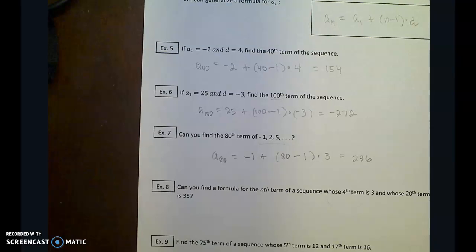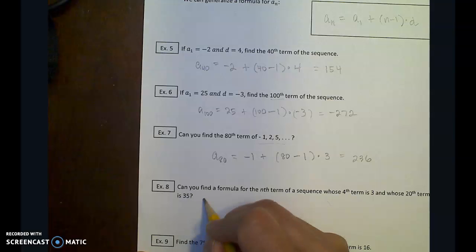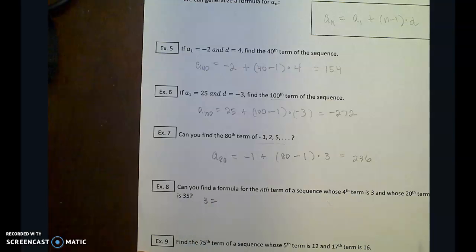Now for these last two problems, it says, can you find a formula for the nth term of a sequence whose 4th term is 3 and whose 20th term is 35? So for this one, we're going to have to use the formula twice. So we're going to set up this system of equations. So we know the 4th term is 3. So 3 is how I'm starting.